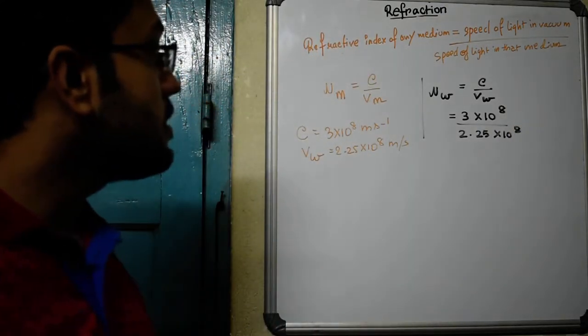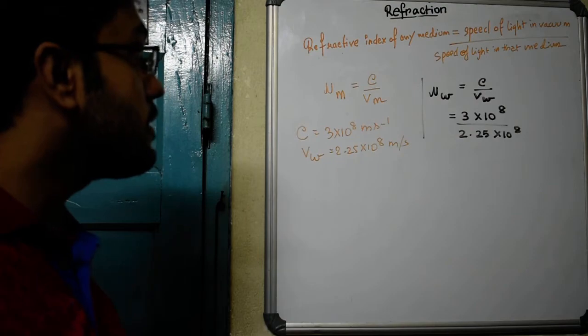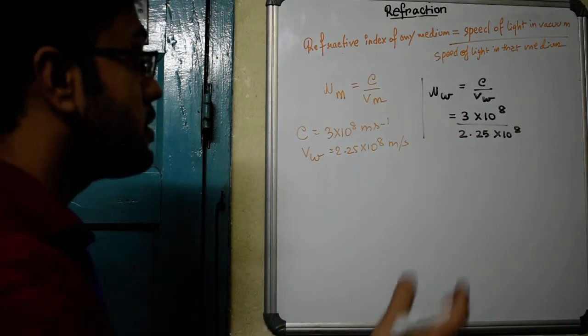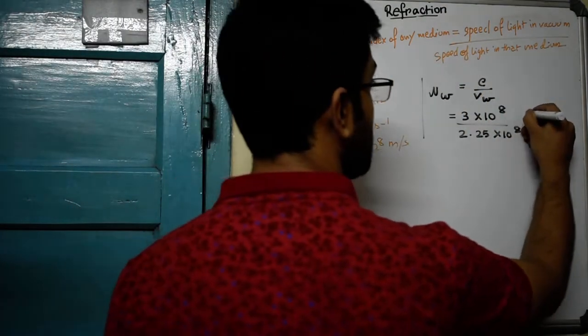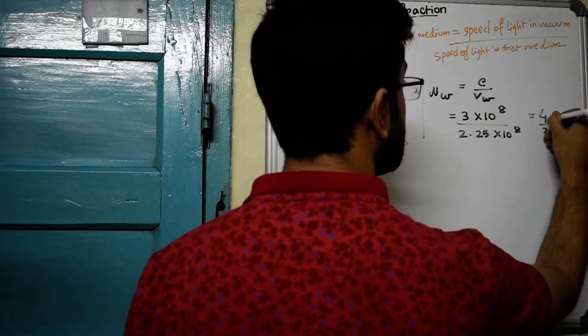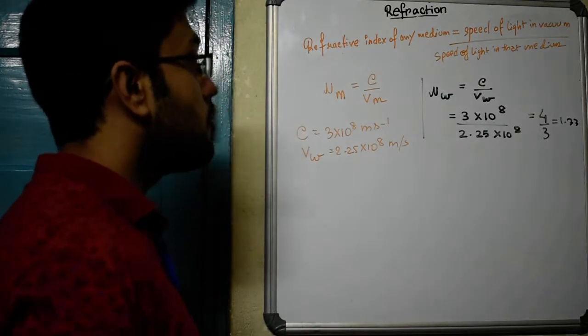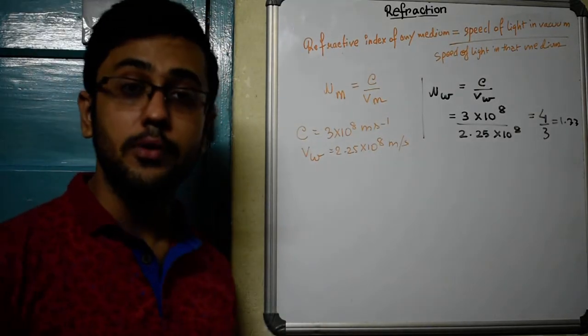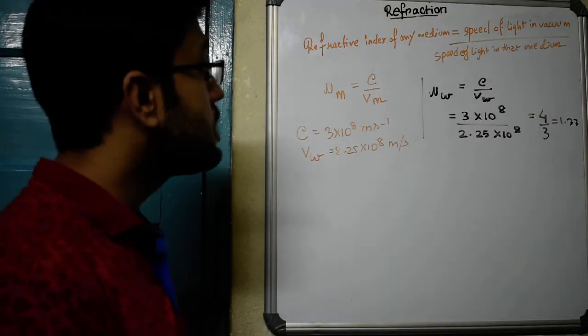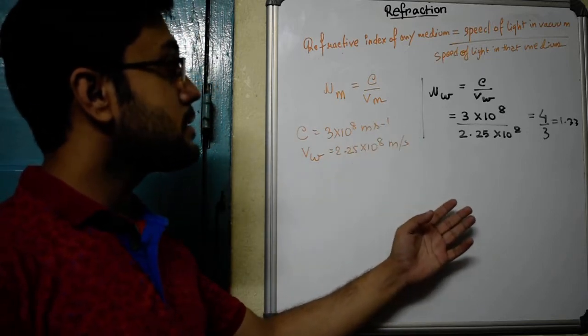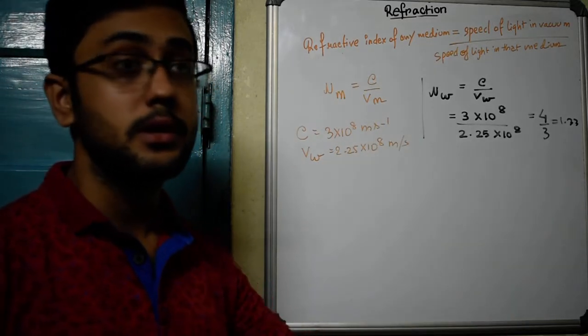So the refractive index of water is equal to the ratio of speed of light in vacuum to speed of light in water. And if you do the calculation, this comes out to be 4/3, which is equal to 1.33, and so on it goes. So from here we get to know two pieces of information. First of all, we get to know that refractive indexes have no unit.